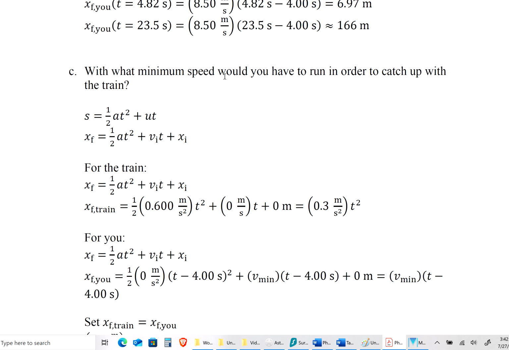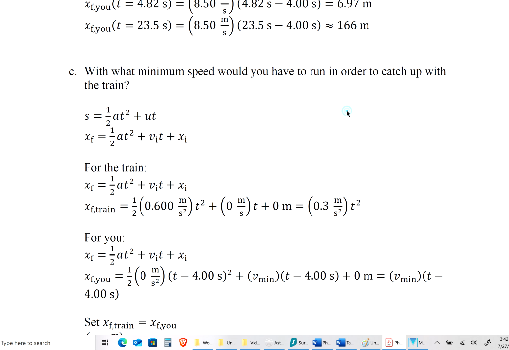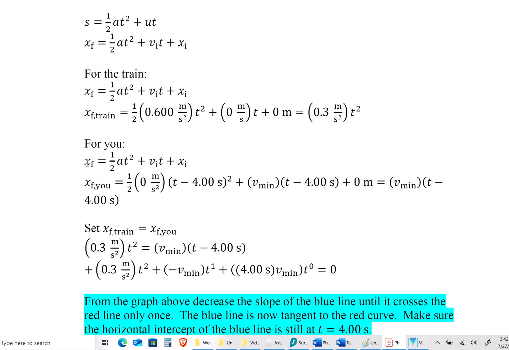Part C, with what minimum speed would you have to run in order to catch up with the train? So take a look at this equation again. S is equal to S final minus S initial. That's the change in displacement. U is the initial velocity. So for the train, we have this equation. For you, we have this equation.